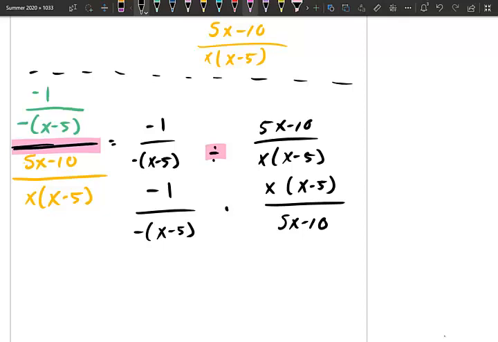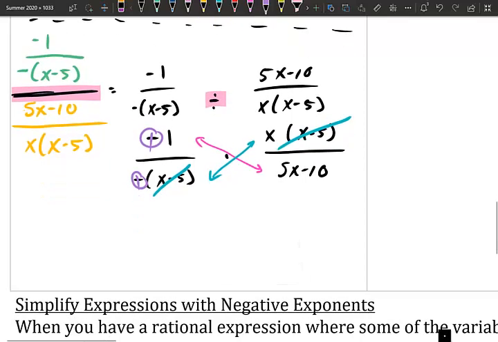Alright, let's cancel out diagonally. If we look this way, they have nothing in common. If we look this way, they have x minus 5 in common. Do you see anything else? What about the two negatives? Don't they create positives? They do. If you didn't see it, you would see it at the end.